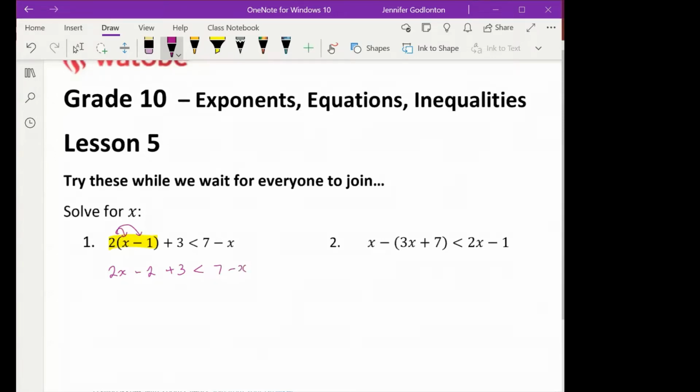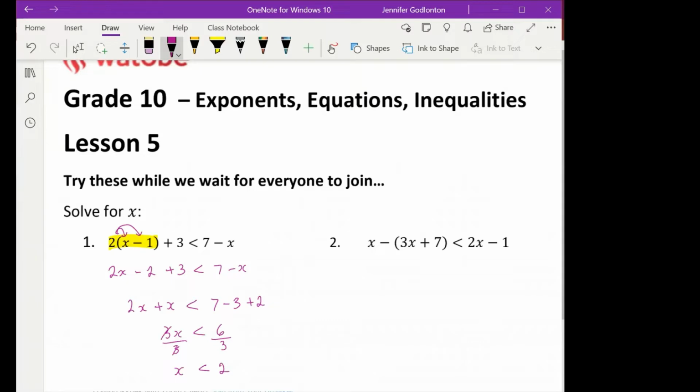Now I'm going to move my x's onto the left side and my numbers onto the right side. You could move them either way. So I'm going to say 2x plus x is less than 7 minus 3 plus 2, which means 3x is less than 7 minus 3, which is 4, 4 plus 2, which is 6. We divide both sides by our coefficient of x, and so x must be less than 2.